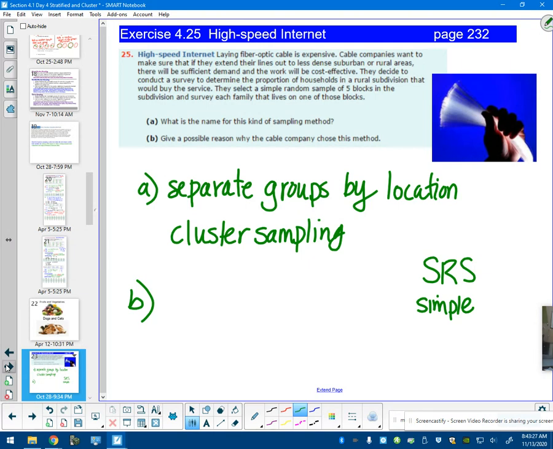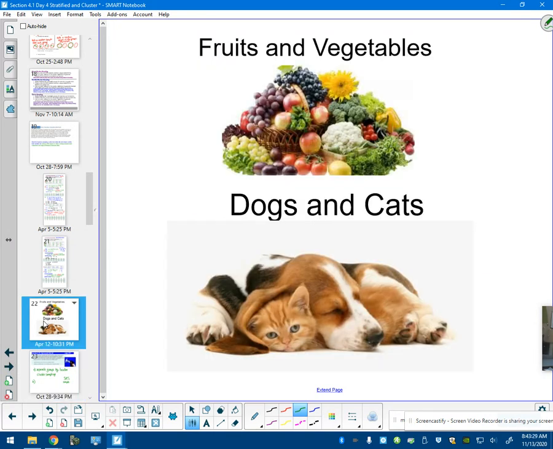Okay, so we are going to stand and do vegetables and fruits and dogs and cats. All right. So we are going to first take the dogs and cats. This is just so you can stand up, by the way, too.